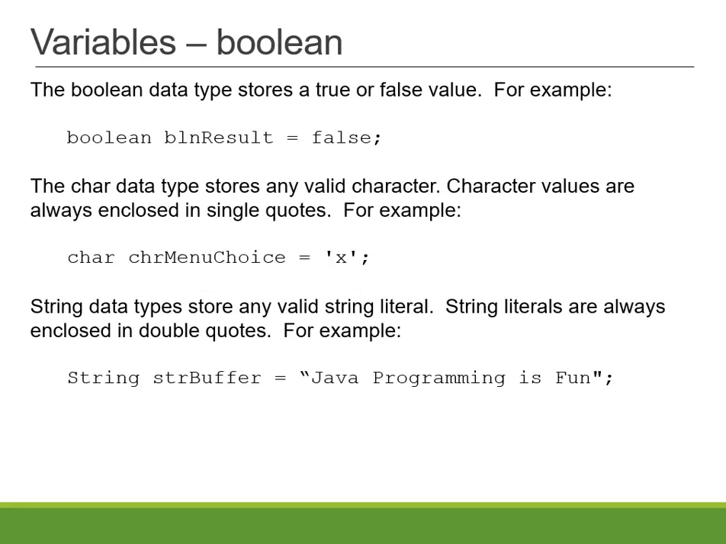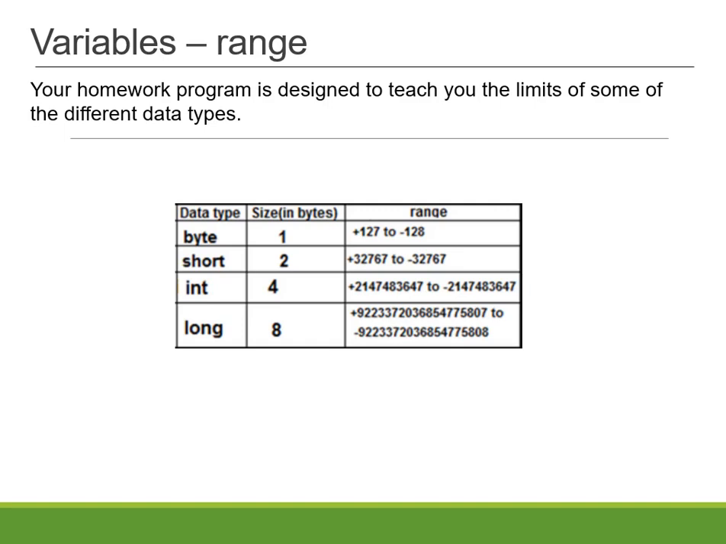This example will show you a Boolean data type, and that's an on or an off or a true or a false. We also have a character data type, and character values are enclosed in single quotes. And at the bottom we have a string value, and that's a string literal, and that's always enclosed in double quotes. It's important to understand the range of values that can be stored in any variable data type. You will see this in your homework.